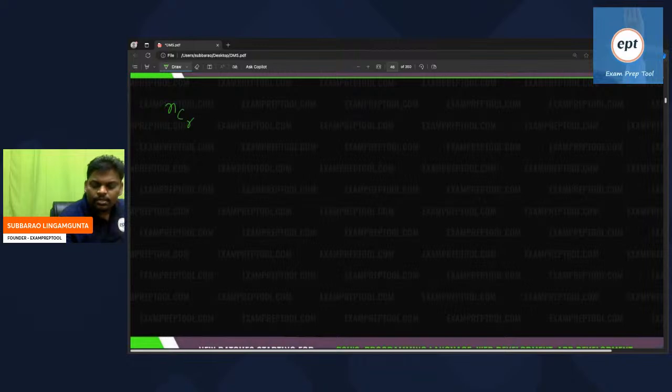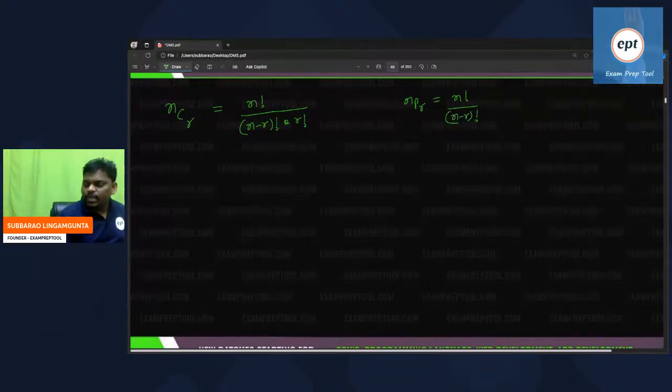NCR is equal to n factorial by n minus r factorial. This is the NCR formula. Right? NPR formula, if you observe, n factorial by n minus r factorial. If you observe clearly NPR and NCR, in the NPR below there is no r factorial, but in the NCR there is r factorial below, because of the r factorial below, NCR is smaller.